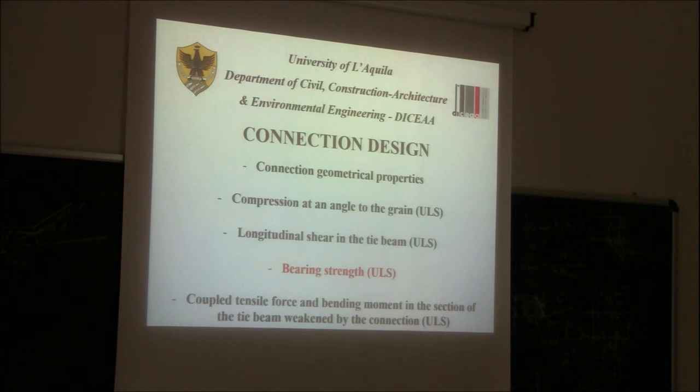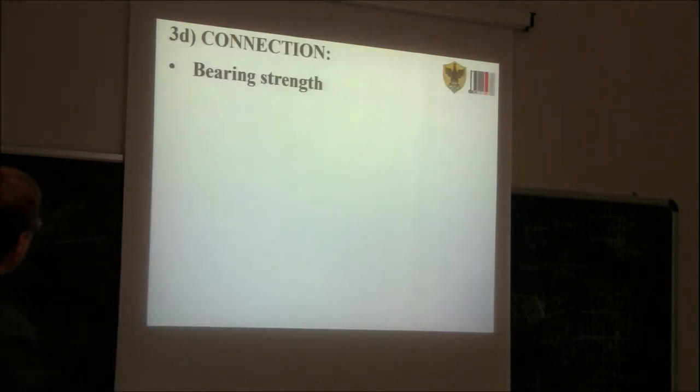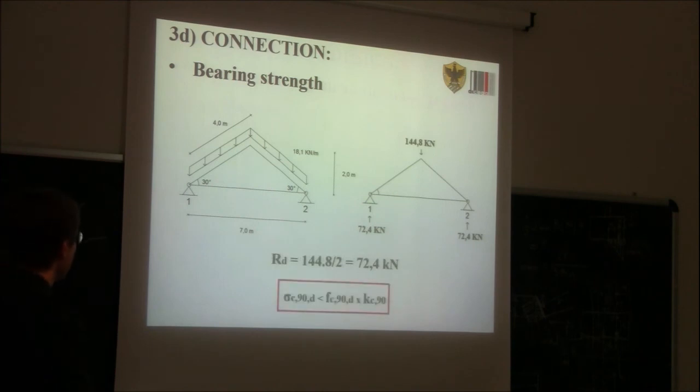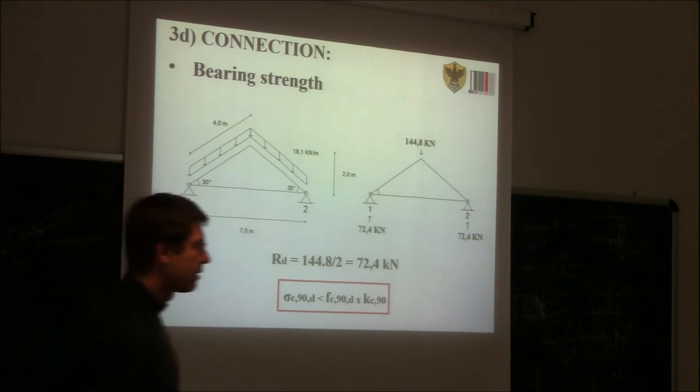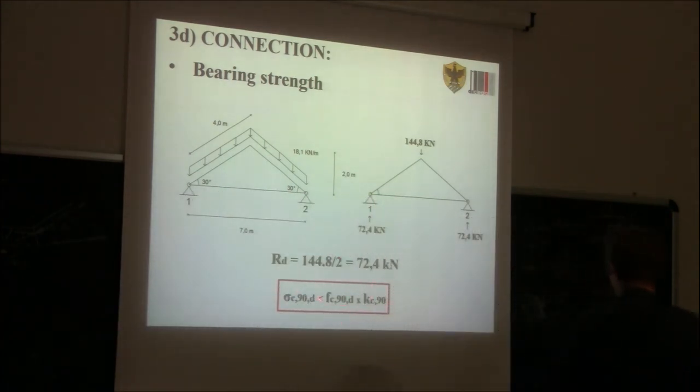Okay, another design we need to do is the bearing strength, compression perpendicular to the grain, underneath the tie beam. This is the system that we saw last week. The vertical external reaction was found to be 72.4 kilonewtons. So we need to check that this design inequality is satisfied: sigma C90D must be less than KC90 times FC90D.